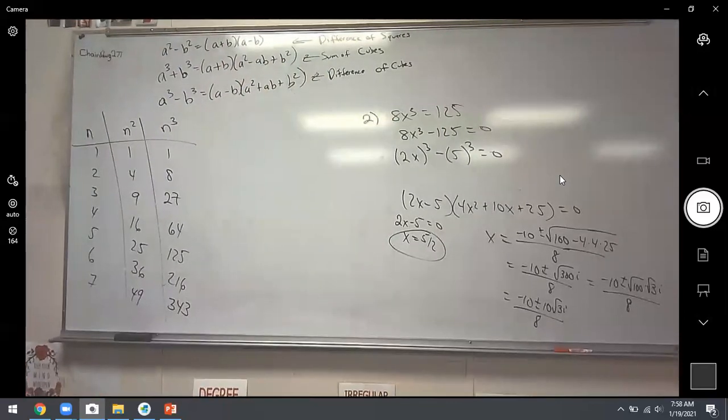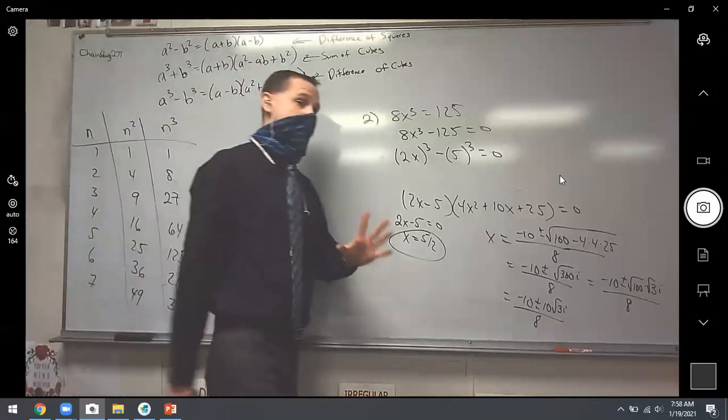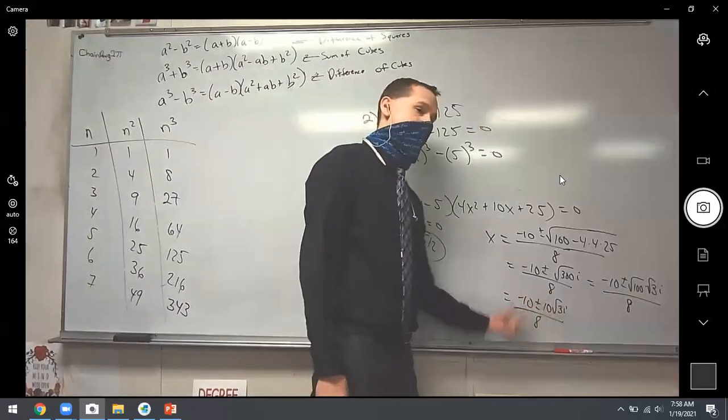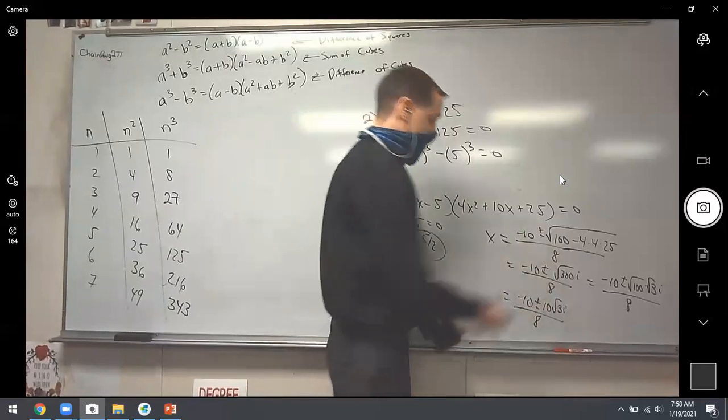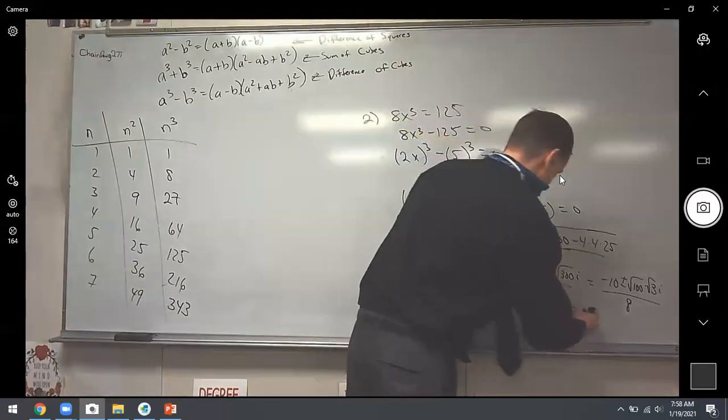Well, pretty good. Pretty good. Only thing I can see to improve it is we can reduce it a little bit. I see 10/8 buried in both of those. And if you reduce 10/8, you get 5/4. So in both these fractions, we can reduce it to 5/4.